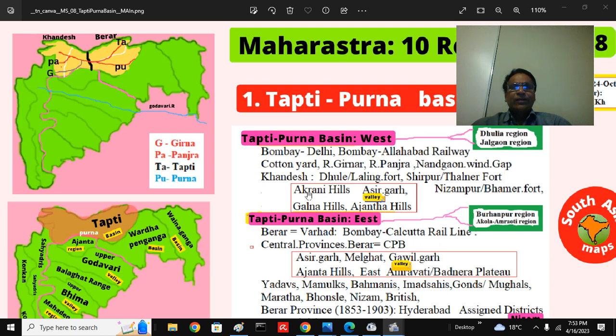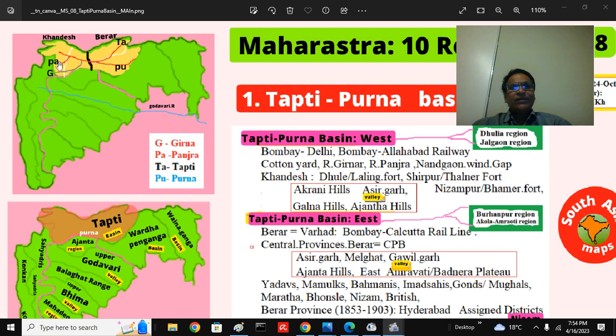So the river, and there is a Lalling fort near the town of Dhulia, and there is a Thalner fort near the town of Shirpur in the West Khandesh region. So this region, northeast, is the Khandesh and Berar. The northern part is Akrani Hills and also Asirgarh Hills. These are the different names of the Satpura mountains.